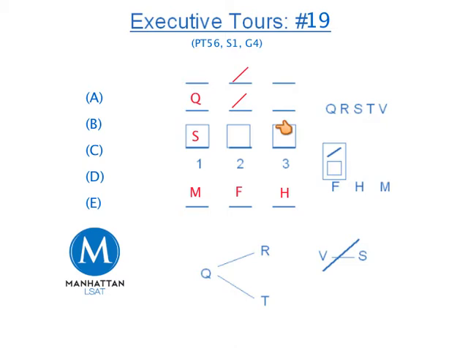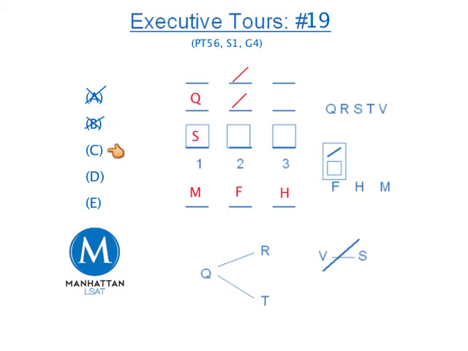So now that it seems like we've drawn out as many inferences as possible, let's compare what we have to the answer choices. F cannot be at the first site visit. That eliminates answer choice A. The Homestead visit cannot be second. That eliminates answer choice B.